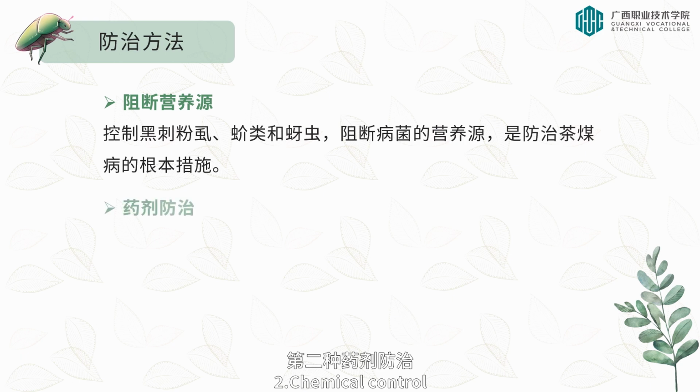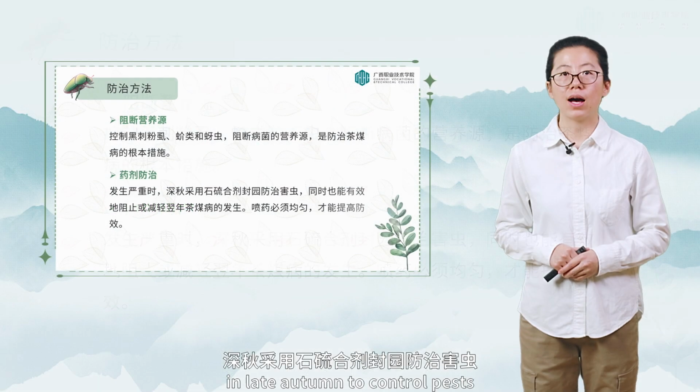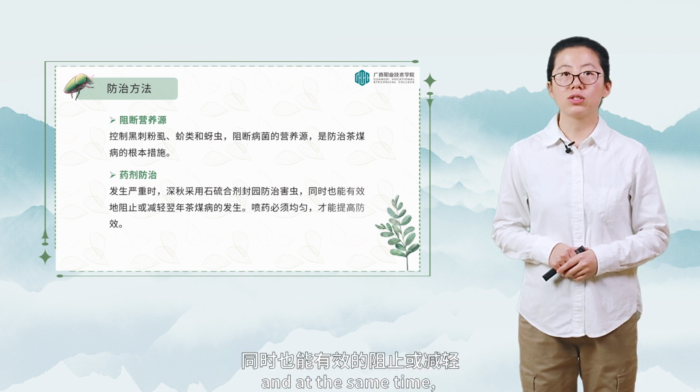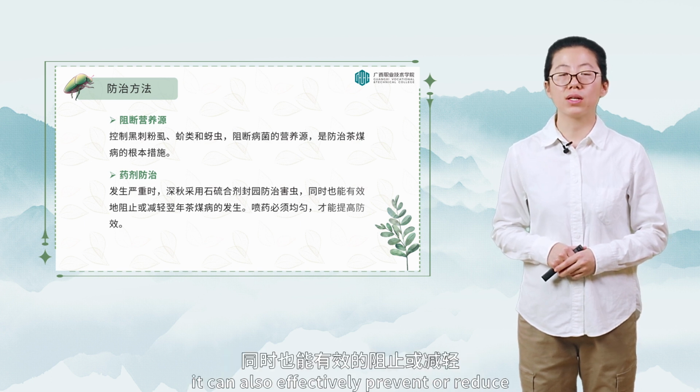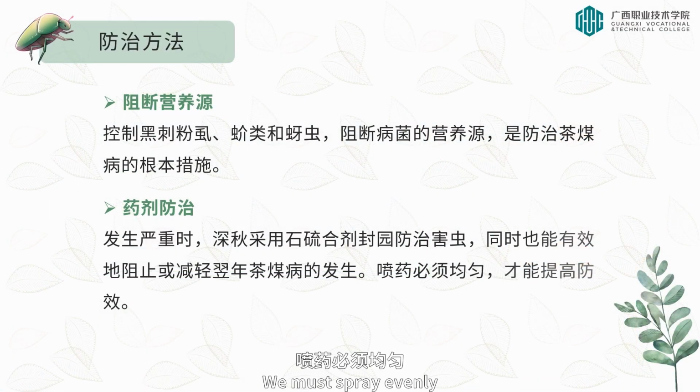2. Chemical control. When the outbreak is serious, lime sulfur mixture is used to close the garden in late autumn to control pests, and at the same time, it can also effectively prevent or reduce the occurrence of tea cold disease in the following year. We must spray evenly so as to improve the control effect.